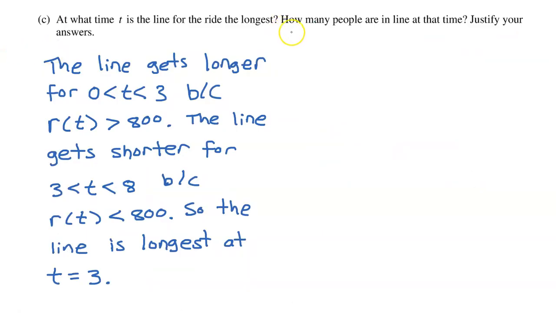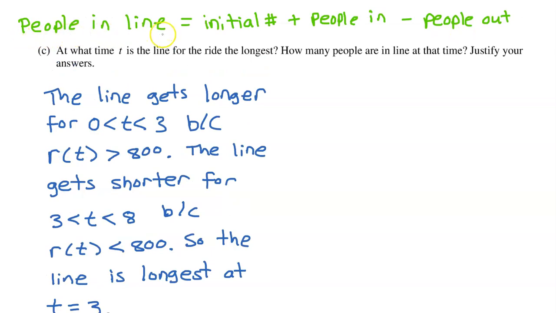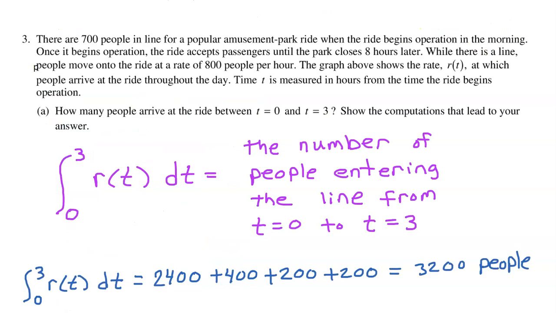But the question also asks how many people are in line at that time. The number of people in line will equal the initial number of people plus the number of people who entered the line minus the number of people who left the line. In the setup of the problem, we were told that there are 700 people in line when the ride begins operation in the morning. So that's the initial number of people.